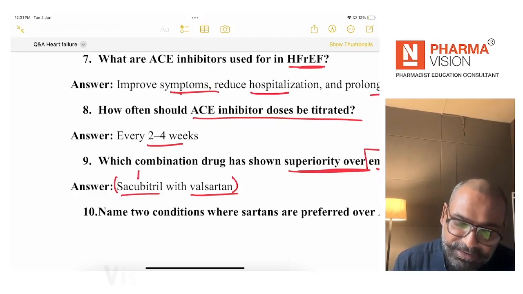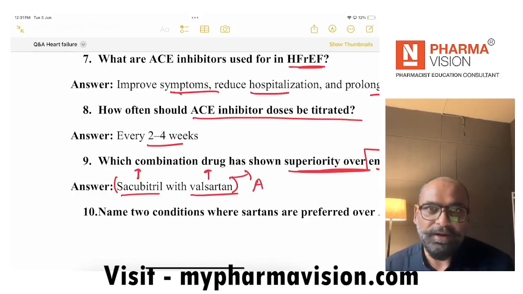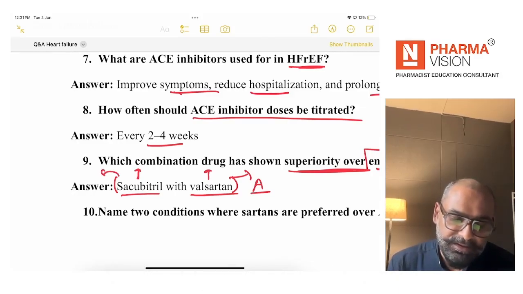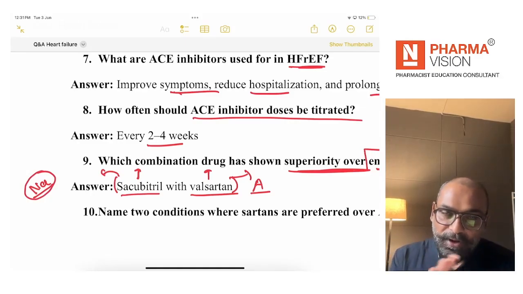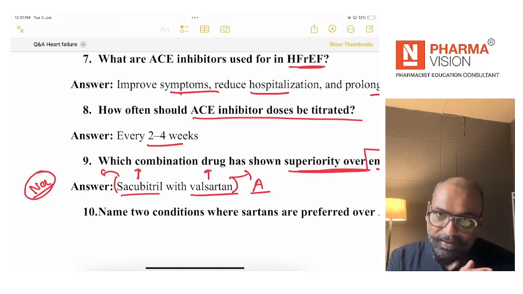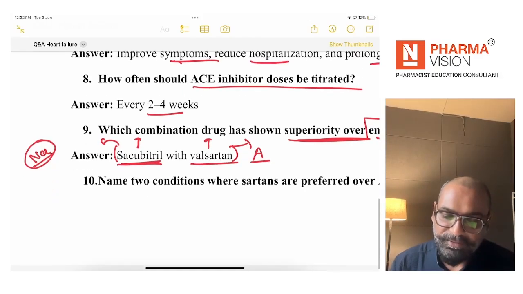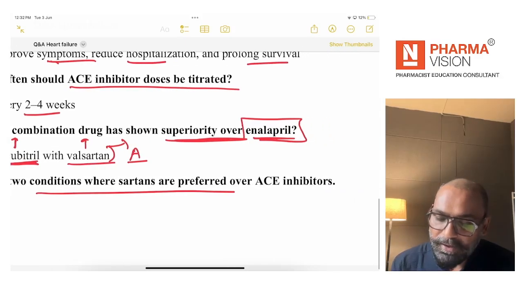This combination has two unique things. One is the ARB, which acts directly on the renin-angiotensin system, and the other substance acts on the natriuretic peptides. It inhibits natriuretic peptide breakdown, and due to that it causes diuresis and a vasodilatory effect, which is really beneficial for heart failure patients. Name two conditions where ARBs are preferred over ACE inhibitors.